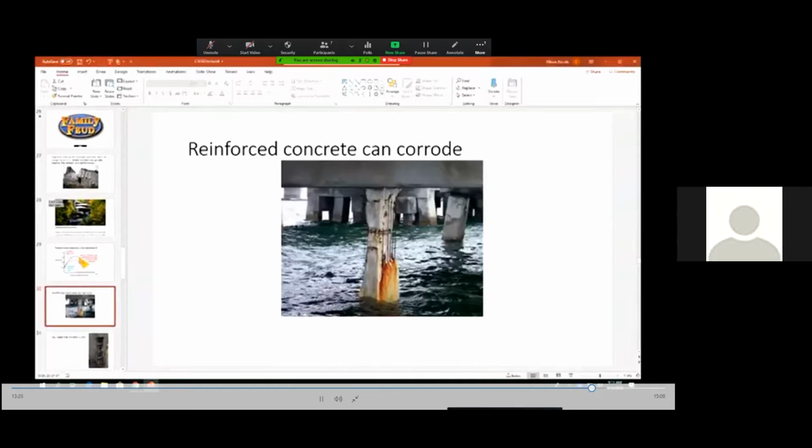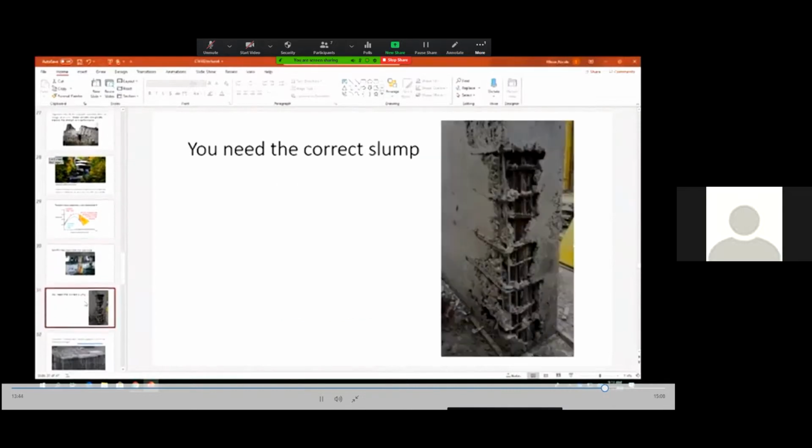And that type of concrete, so again, this is an environmental factor, right? You've got seawater, but you can specify a concrete mix that will resist your environmental factors and protect your reinforcing. That's why it's so important. And you need the correct slump.